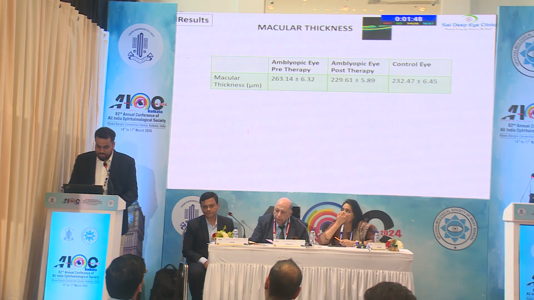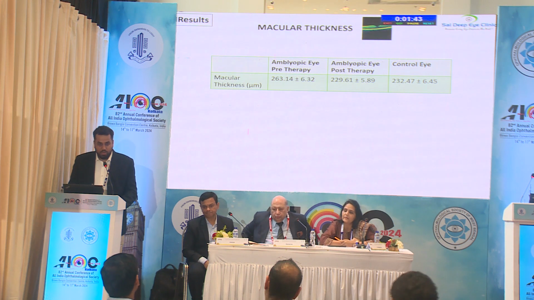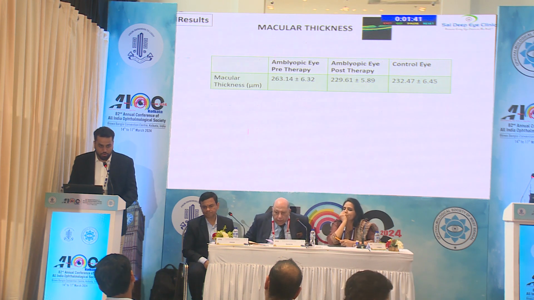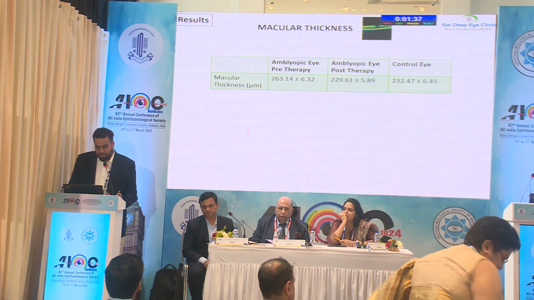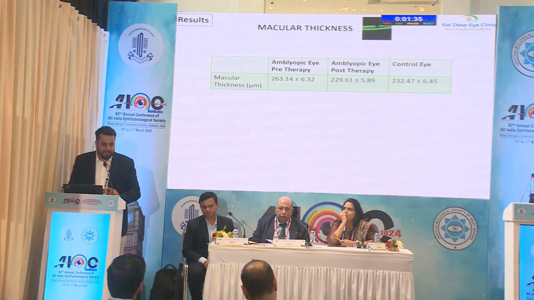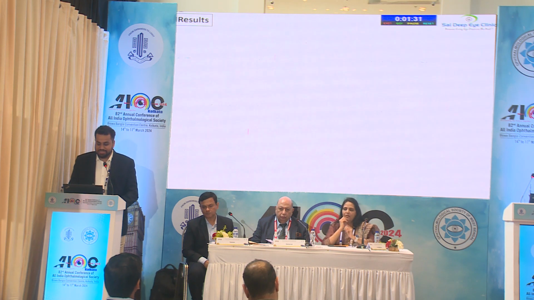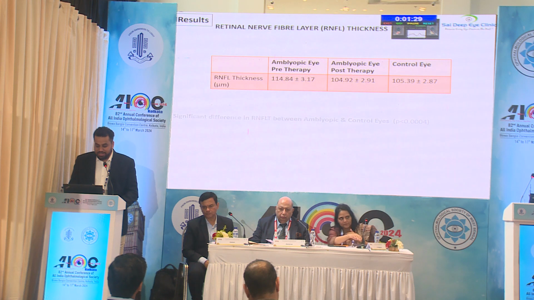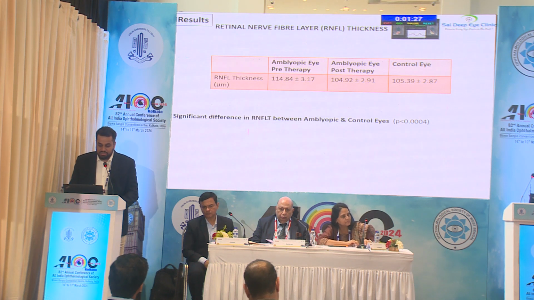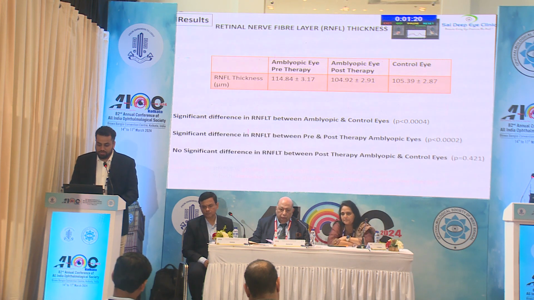Coming to the macular thickness, we noted that the macular thickness of the amblyopic eye was much higher as compared to the control group. And after giving them 6 weeks of therapy, the macular thickness came down significantly and became almost equivalent to the control group, again showing statistical significance. Similar findings were seen in retinal nerve fiber layer thickness, where the thickness was much more in amblyopic eyes and reduced drastically after therapy and came equivalent to the control eye.